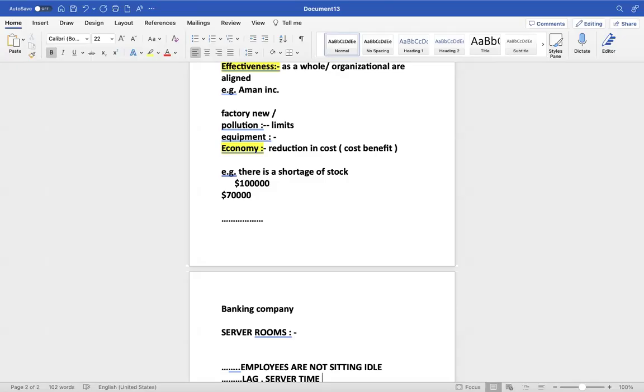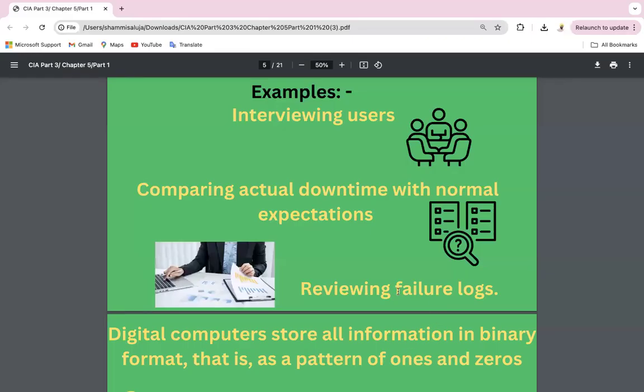He needs to make this check at different points of time to ensure there is no inconsistency associated with the downtime. And you can also review the failure logs from the reports.